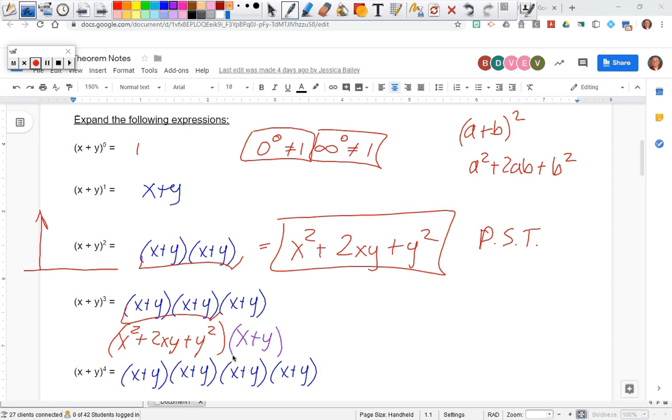Here we go. If I distribute this first x on all 3 of these terms, I would get x cubed plus 2x squared y plus xy squared. What did I do with the powers as I was multiplying these bases? I added. That's important. Write this down in your notes somewhere. If you have x squared times x cubed, it's the same as adding the powers.